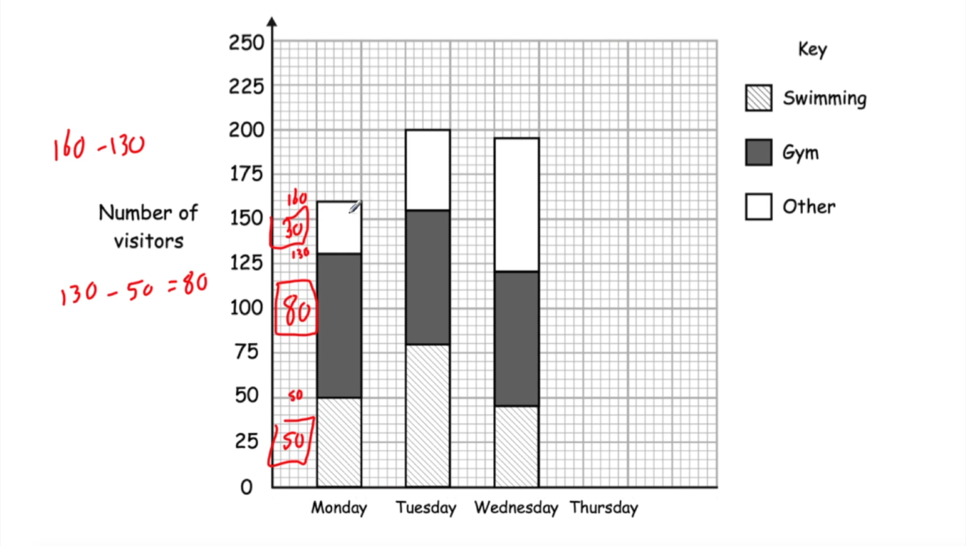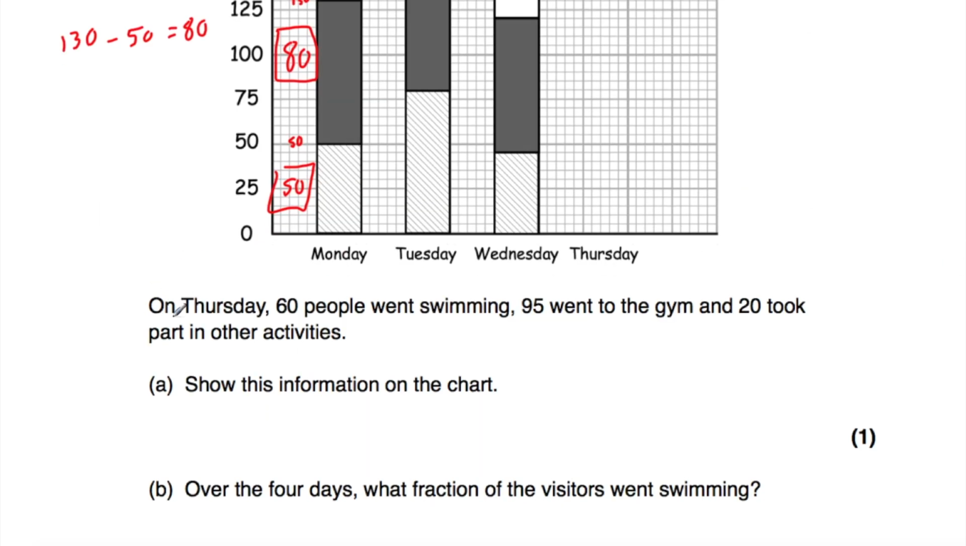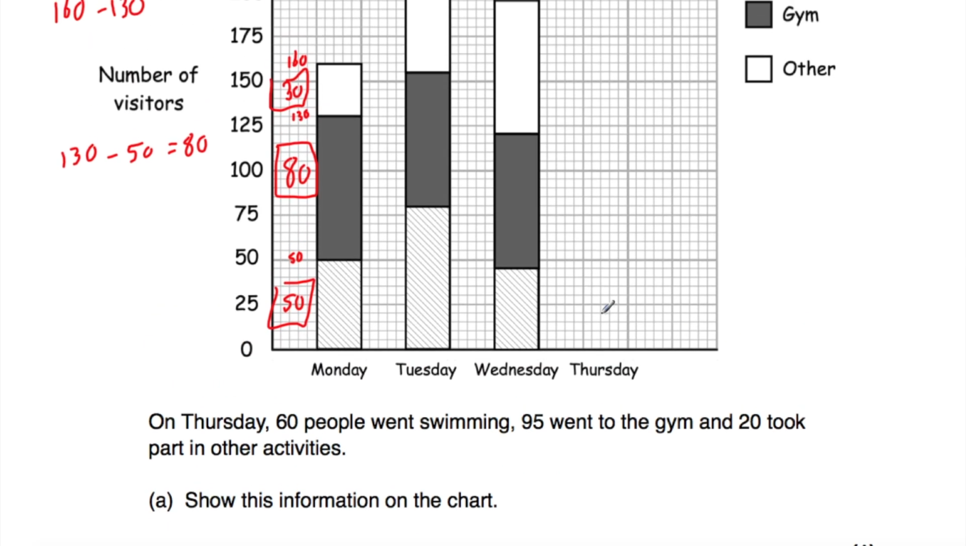Now, actually, we weren't asked necessarily to do that. I'm just showing you that's how you interpret this question. So let's have a look at part A. Part A says, on Thursday, 60 people went swimming, 95 people went to the gym, and 20 people took part in other activities. Show this information on the chart. So we actually need to complete that bar for Thursday.